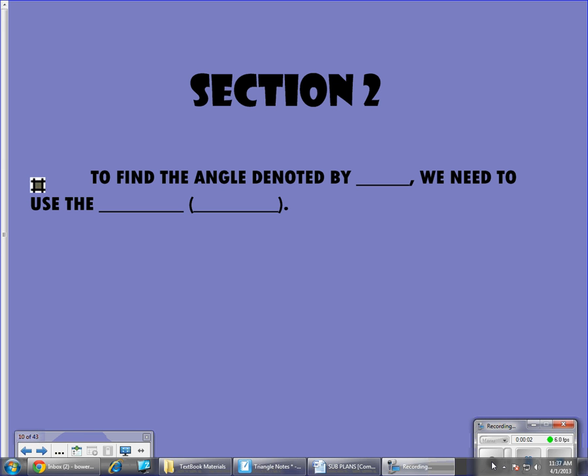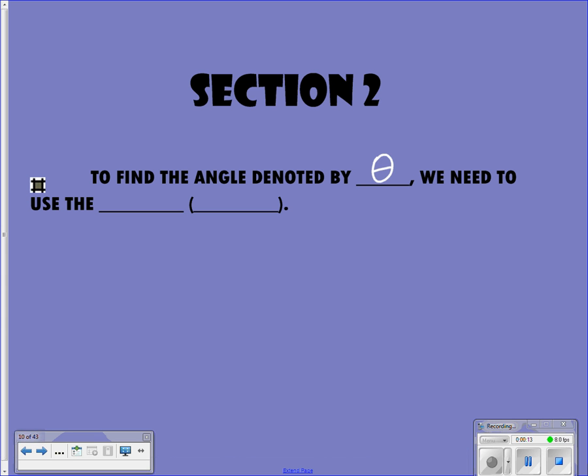Chapter 10, Section 2 is dealing identically with Section 1, so we're still dealing with SOHCAHTOA and right triangles, but today we're going to work on finding the angle. To find the angle, which is usually denoted by the symbol theta, we are going to use the inverse, which is going to be something to the -1 power, okay?